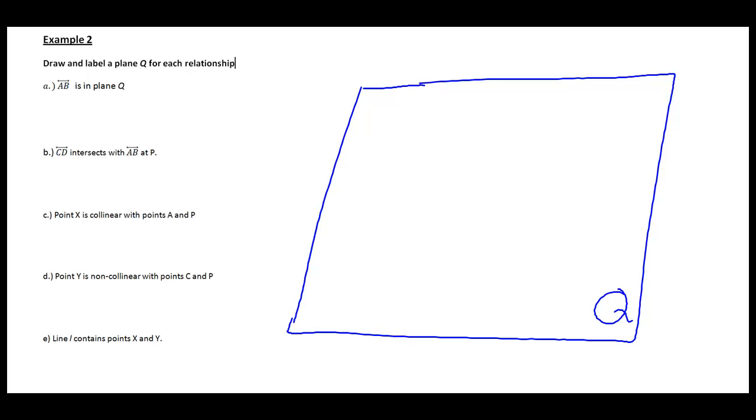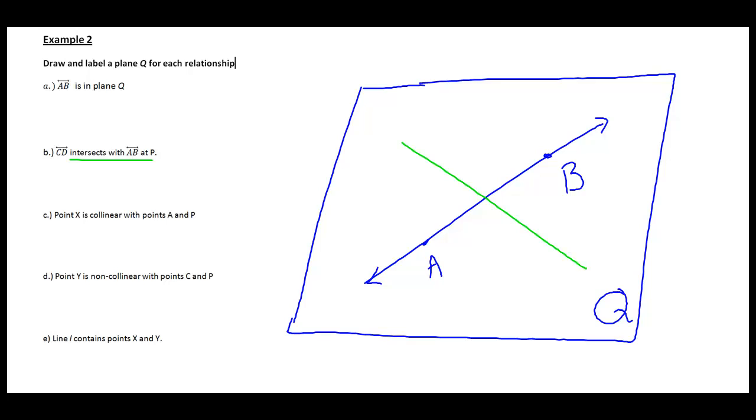There's a line called AB on this plane. So I'd have to draw a line and call that AB, which means points A and B would have to be on that line. Part B, CD intersects with AB at P. Well, if CD is going to intersect with AB, that means it's going to cross AB. So I'll draw a second line crossing AB. That line is called CD, so there must be 2 points somewhere on it, called C and D. And the intersection point is point P.